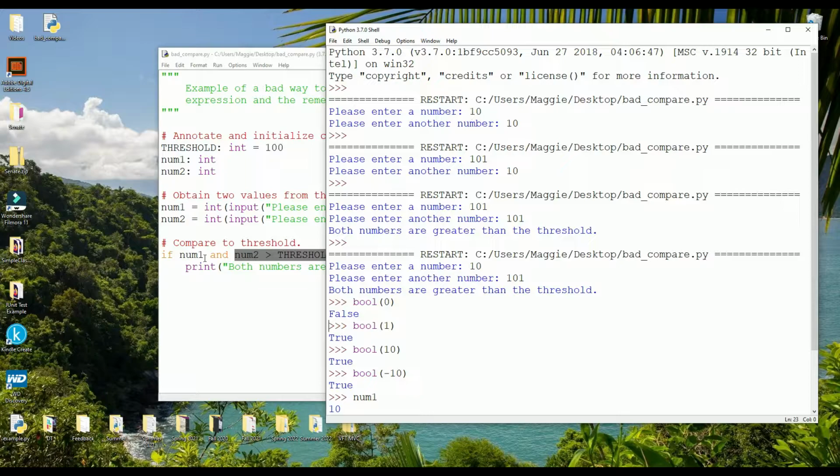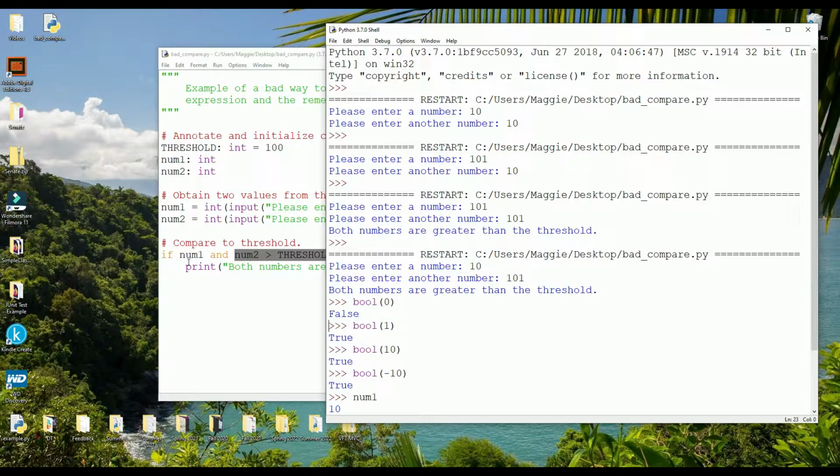When we said 10, that was true. Num1 evaluated to true, so we've got true and, so the whole thing evaluates to num2 greater than threshold, 10 greater than 100, that's false. So that whole thing evaluated to false and it didn't print the message. Again, 101 evaluates to true. It doesn't matter if it evaluates to more than threshold or not. We're not testing that. We're just testing whether it's 0 or not, and it's not. So that's true, but again, we've got a 10. 10 is not greater than threshold, so the whole thing evaluates to false.